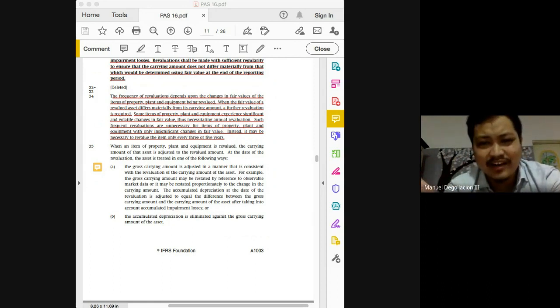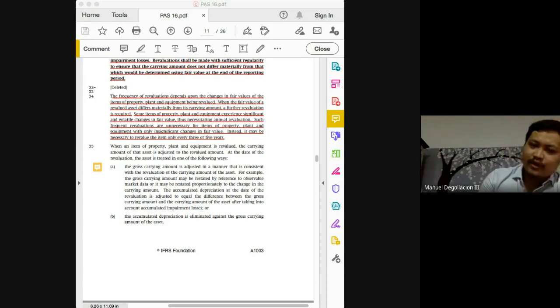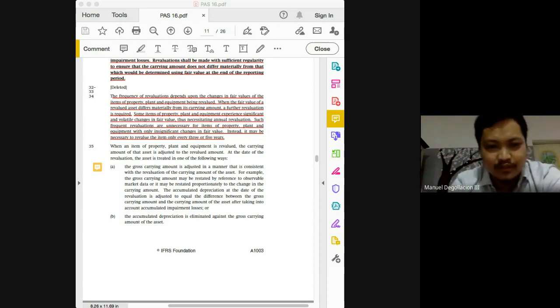Okay, as to how it's done, again, it's very simple. Change its carrying amount to its revalued amount, and the revalued amount is the fair value. As to how you accomplish that in your accounting records class, these are the options being mentioned in paragraph 35. But since we are not dealing with entries class, then there is no need for us to focus. There is supposedly no need for us to focus on paragraph A and B, as long as we know that in revaluation, we change the carrying amount to the fair value.